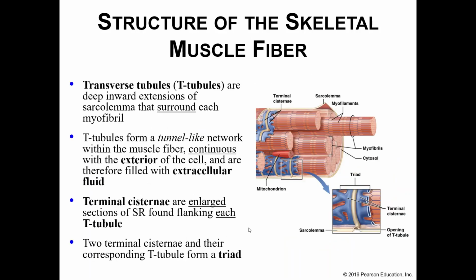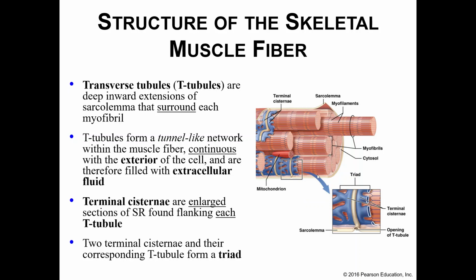All right, a couple more structures. Transverse tubules, or T-tubules, as we'll call them, are inward extensions of the sarcolemma that surround the myofibrils. And so we can see we are going to take the sarcolemma and stuff it down around the myofibrils, and we do it on both sides equally. These little tan colored lines are the T-tubules. These are going to create tunnel-like networks within the muscle fibers.